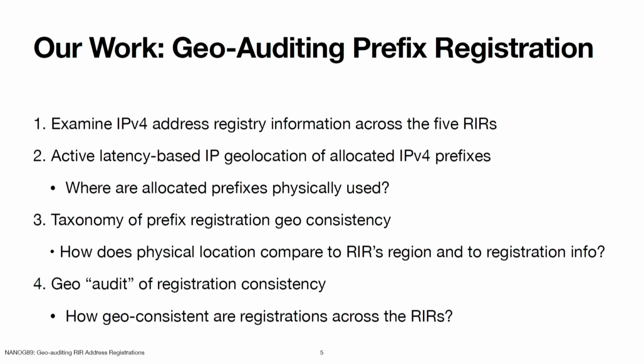So our work, which I'm going to go through in this talk, and I'll expand on each of these in turn. The first thing we wanted to do was look at the IPv4 address registry information across all 5 of the RIRs. Then we use some of our measurement-based techniques to figure out physically where these addresses are actually being originated, where they're in use. We then develop a taxonomy of what we call registration geo-consistency. This looks at how the physical location compares to the registration information and the RIR's region. And last, we apply this to an audit across RIRs and prefixes to get a sense of how they compare.